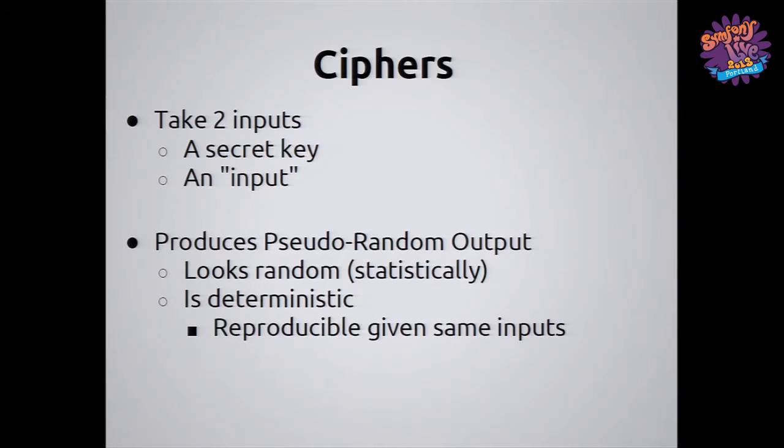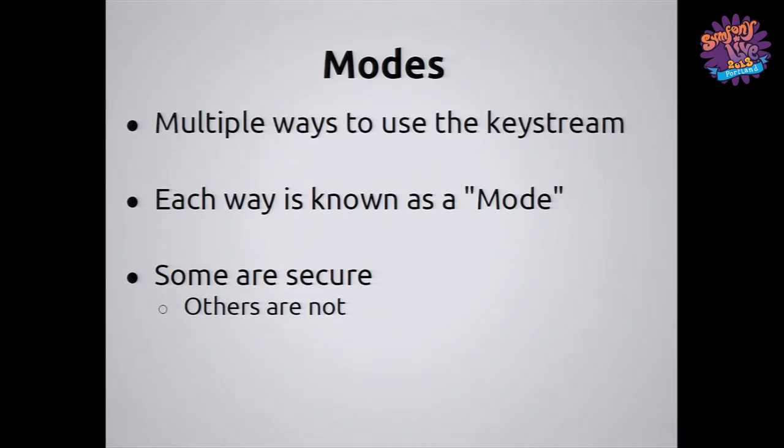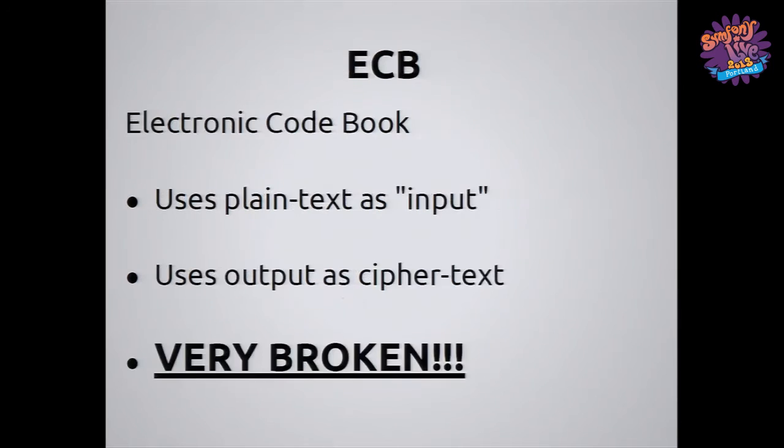A cipher takes two inputs, a secret key and an input, and produces something that looks random. Now, there are different ways that we can combine the cipher, our plain text, and our key. So that's where we get into what are known as modes. There are multiple ways to use that function to encrypt data. Some of them are very secure, some of them are very insecure. So the first one, and the common mistake everybody makes because it's the easiest one to use, is ECB, or electronic code book. Basically, you take the plain text and the key, you feed it into that cipher function, and what you get out is your ciphertext. Simple, and that's why everybody gets it wrong.